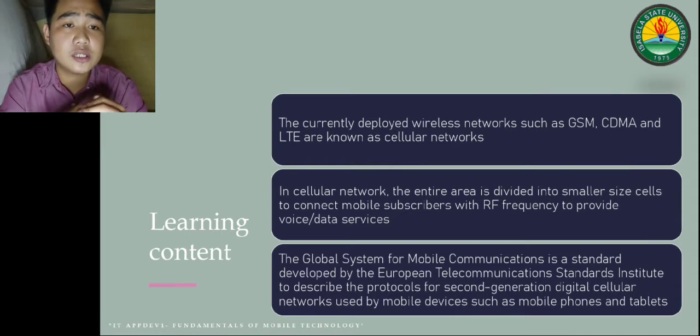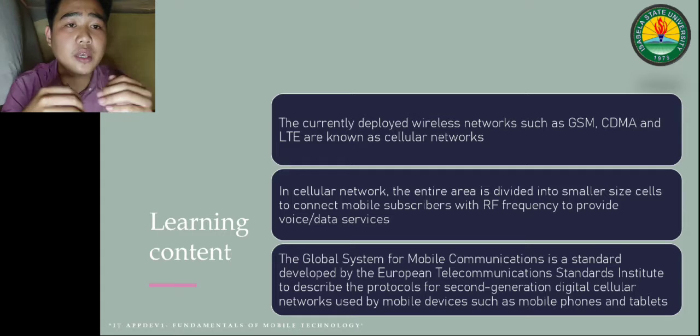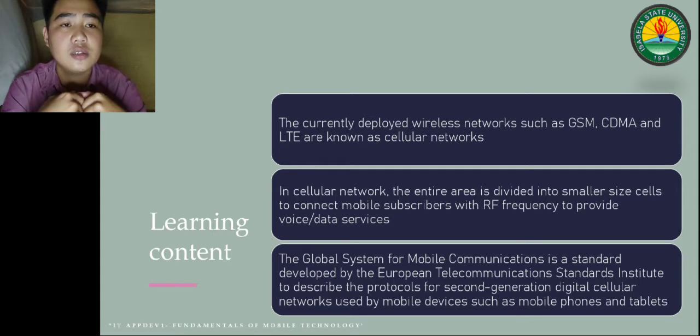So here are the learning content. The currently deployed wireless networks such as GSM, CDMA, and LTE are known as cellular networks. In a cellular network, the entire area is divided into smaller size cells to connect mobile subscribers with RF frequency to provide voice and data services.